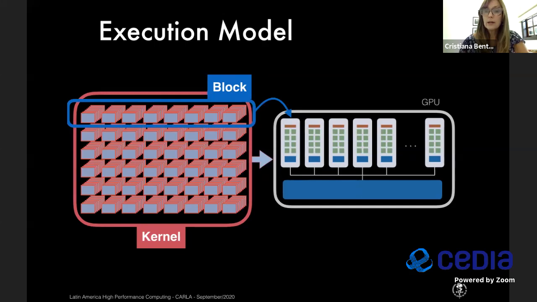One block can run in one SM. One block cannot use two SMs to run. And the blocks do not share resources among the SMs. They just share the main memory.